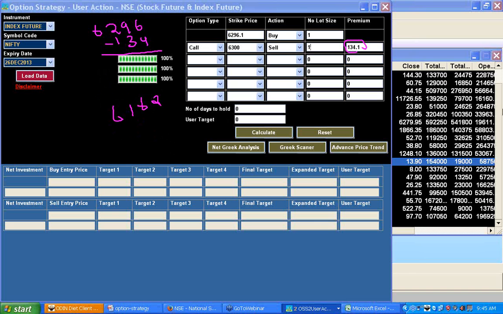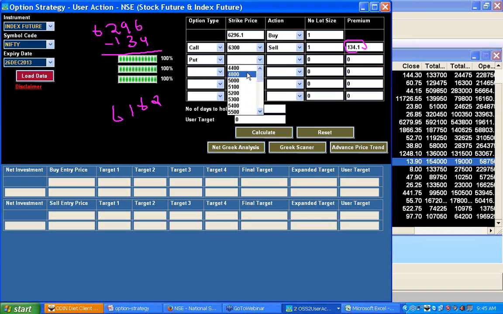So the 6162 level I have reduced. So I can think in this term: I can buy a put option for further protection. If it falls down, then I can buy one put option, the nearest put option, at 6150. So here my profit is limited, and loss is also limited.